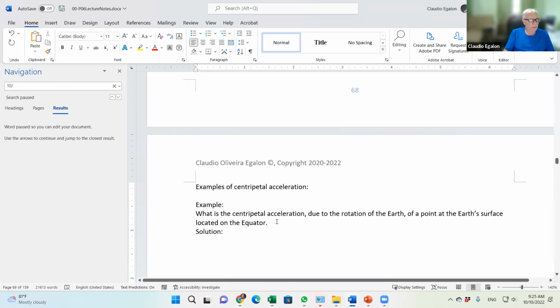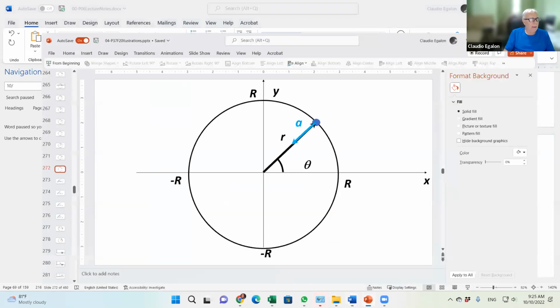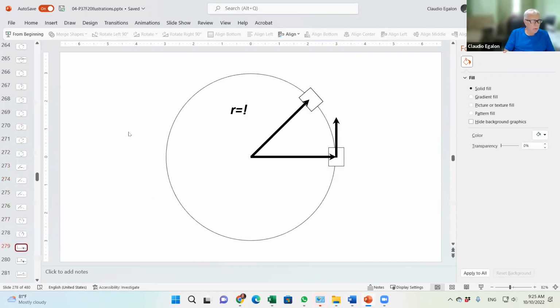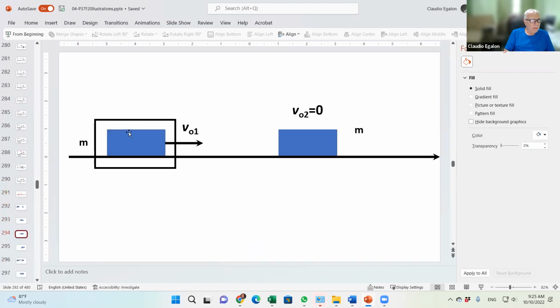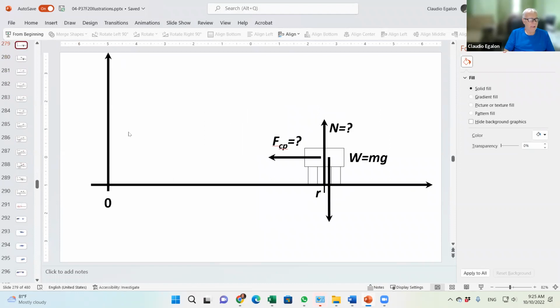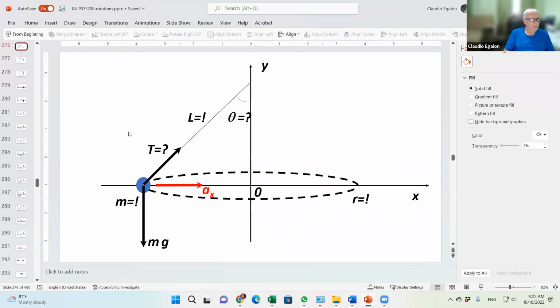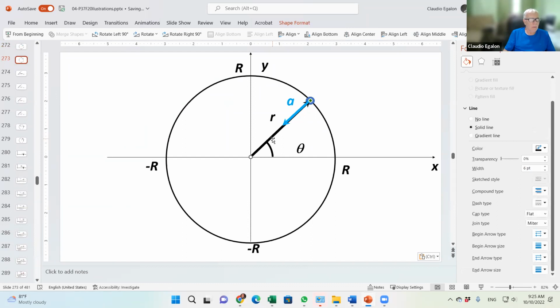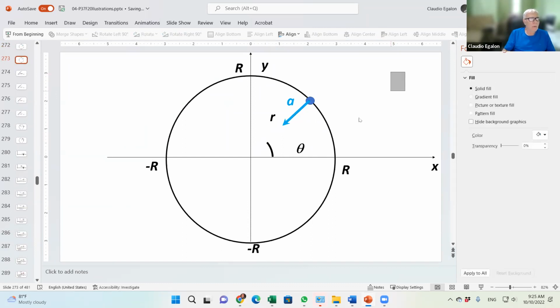You've got to visualize this problem. In order to visualize this problem, we have to draw. Let me see if I already have the drawing of the Earth here. No, I don't have it. I have to do that from scratch. Too bad. So we have to visualize the Earth. Here's the Earth. The Earth has a radius R.